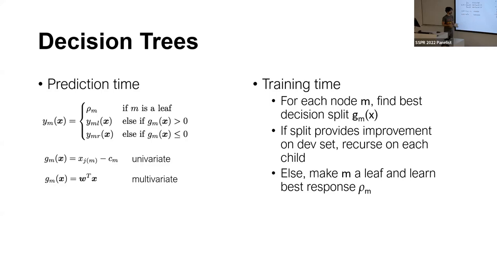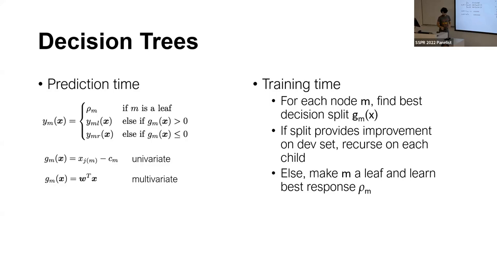To train this model, recursively, we do the following. Starting from the root, we find the best decision split. So this could be, for instance, based on Gini index or entropy for univariate trees. And then if the split is good, based on dev set, we recurse on each child. So keep splitting. If it's not good, if there's no improvement, we can just stop and keep the node as a leaf and learn the best response value.